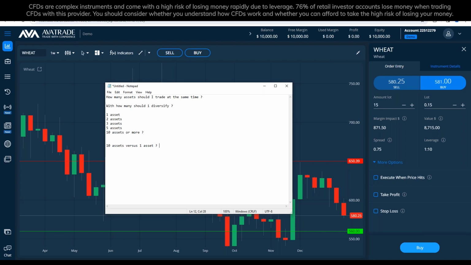Not putting the eggs in one basket. Okay, that's good. Not putting the eggs in one basket. But why would I trade 10 assets or why would I trade one asset? What are the differences? Let's go with something very basic. What do I need more time for? What requires more time, one asset or 10 assets?